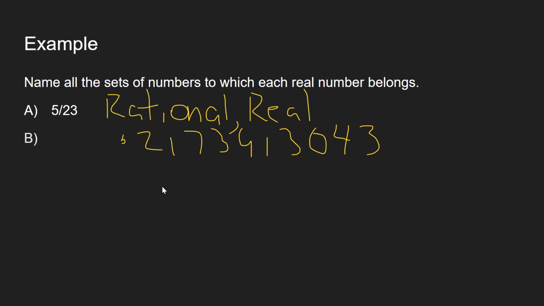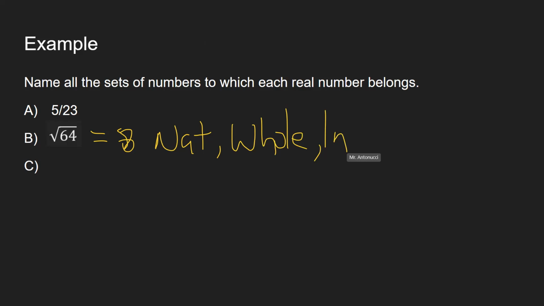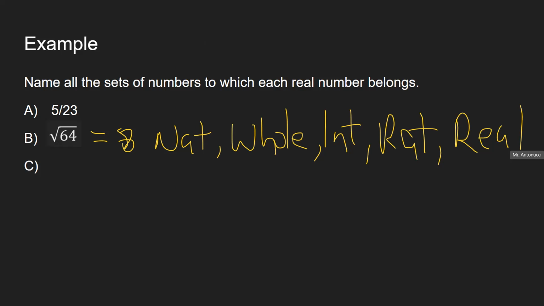The next one that we want to look at is the square root of 64. You might be tempted to say that that is an irrational number because it has a square root, but 64 is a perfect square and it simplifies to 8. 8 is a natural number. It's also a whole number. It's also an integer. It's also a rational number. And it's also a real number. So 8 actually fits all of the sets except irrational numbers, because natural number is 1, 2, 3, 4, 5, 6, 7, 8. Whole numbers include 0, which that fits, and then integer, rational, real.